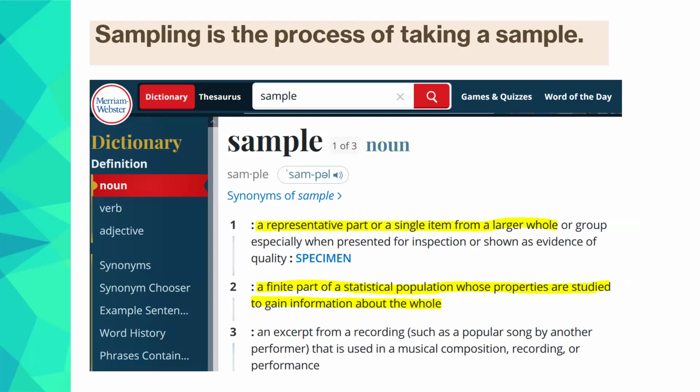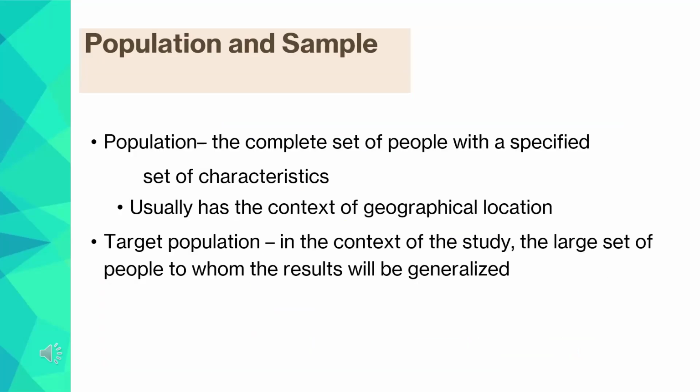The second one, which is probably more relevant or more aligned with us, is a finite part of a statistical population whose properties are studied to gain information about the whole. When we talk about sampling, of course, we have to understand the relationship of the sample to the population. So let's talk first about the population. The population is that complete set of people or participants or individuals who have a specified set of characteristics. Sometimes the word population has the context of geographical location, like the population of New Zealand, the population of barangay Tag-Ulan in town, so and so.